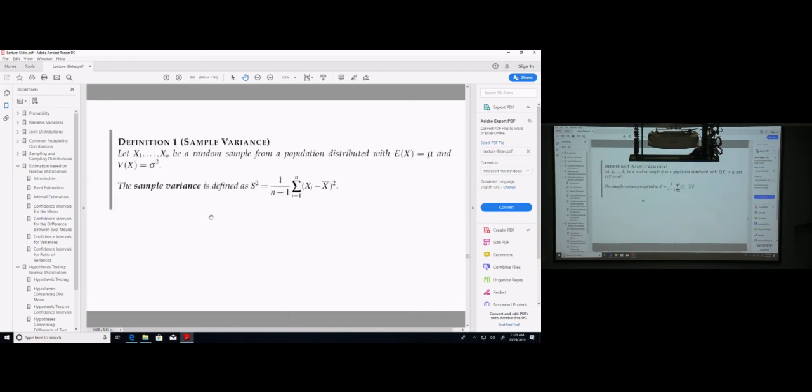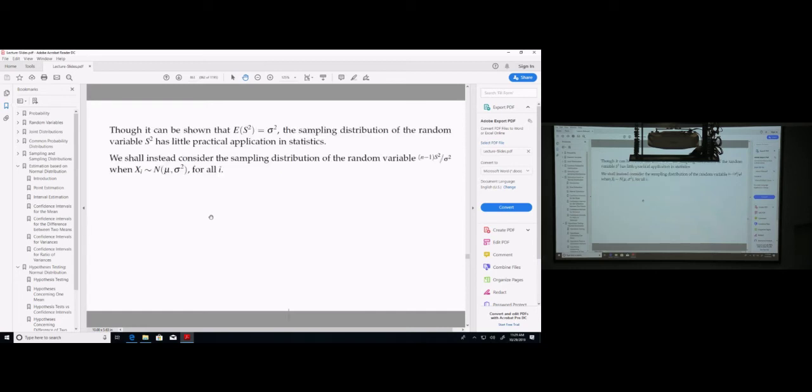Okay, so I'm using 1 over n minus 1 in my averaging, and it can be shown that the expectation of S squared equals sigma squared. This is the reason why we use 1 over n minus 1. If we were to use 1 over n instead for the sample variance, it would work out to be n minus 1 over n times sigma squared. So I'm off a little bit on the average. This is what we call unbiasedness.